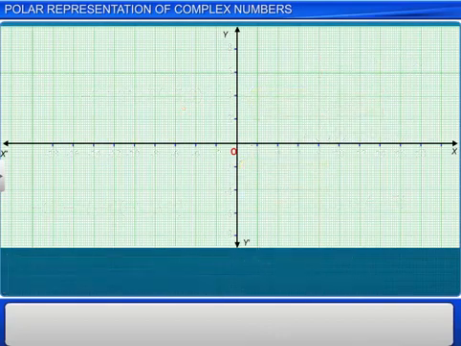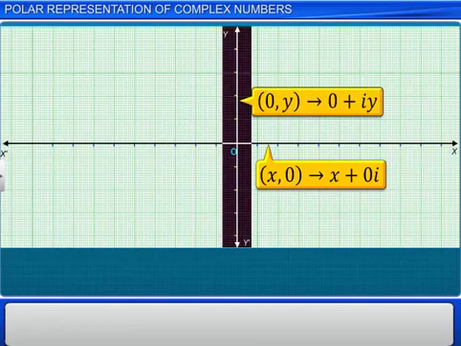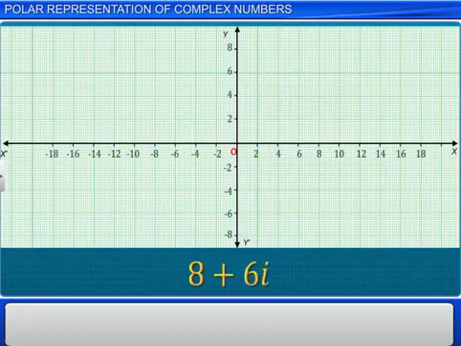All the points on the real axis are represented in the form (x, 0), corresponding to the complex number x plus 0i. Similarly, all the points on the imaginary axis are represented in the form (0, y), corresponding to the complex number 0 plus iy. Let's consider the complex number 8 plus 6i. Point P(8, 6) on the Argand plane represents the complex number 8 plus 6i.